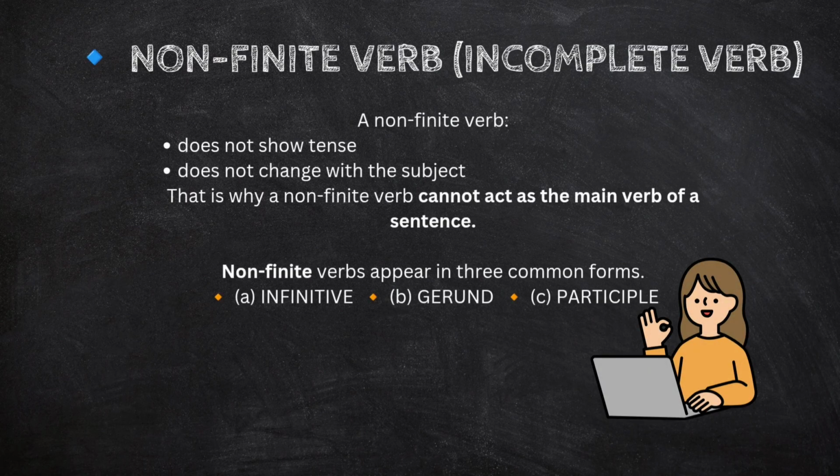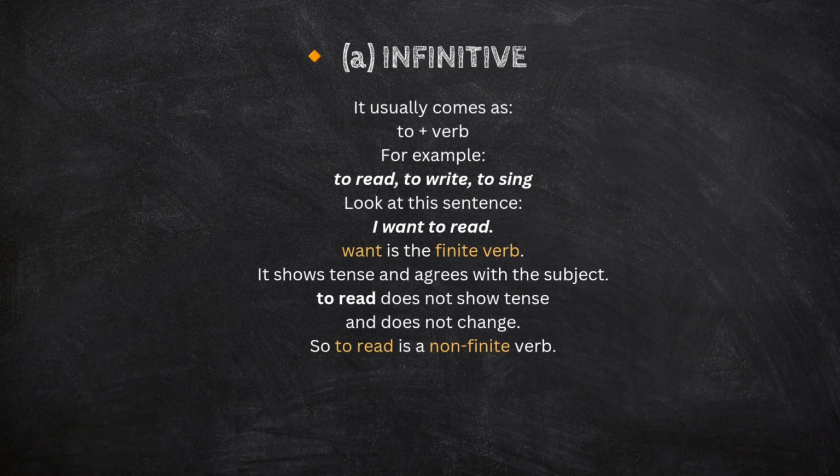Now let's understand non-finite verbs. A non-finite verb does not show tense, does not change with the subject. That is why a non-finite verb cannot act as the main verb of a sentence. Non-finite verbs appear in three common forms. Let's understand them one by one. The first form is the infinitive. It usually comes as to plus verb. For example, to read, to write, to sing.